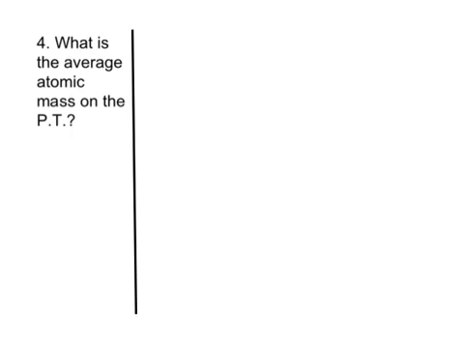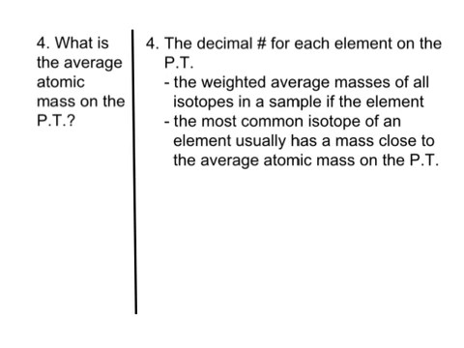So we've been talking about isotopes and elements with different numbers of neutrons. So we can have the same kind of element with different numbers of neutrons. So basically the average atomic mass is going to be the decimal number, okay, that we find on the periodic table for each element. And it's going to be the average weighted masses of all the isotopes in a sample of that element. And remember, the most common isotope of a particular element is going to have a mass that is close to the average atomic mass on the periodic table.